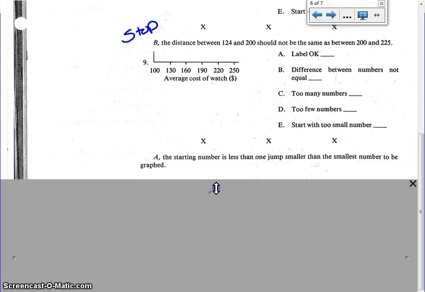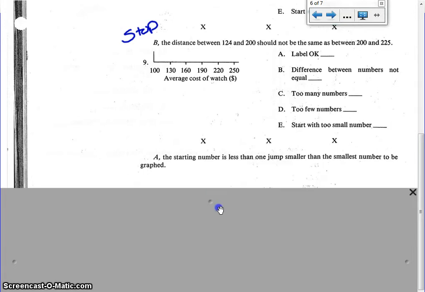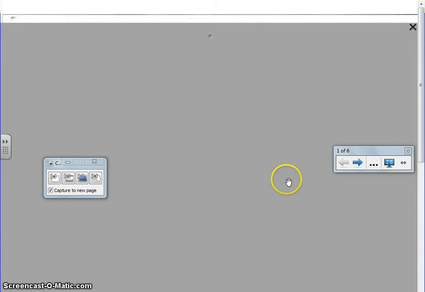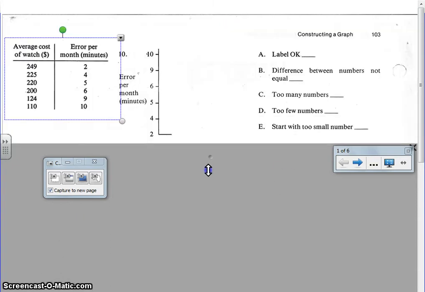And the correct answer with this one is A. It was labeled OK. The starting number is less than one jump smaller than the smallest number to be graphed. Good job. If you got that right, please stand up and say, oh yeah. All right, good job. Okay, so let's look at our next example.